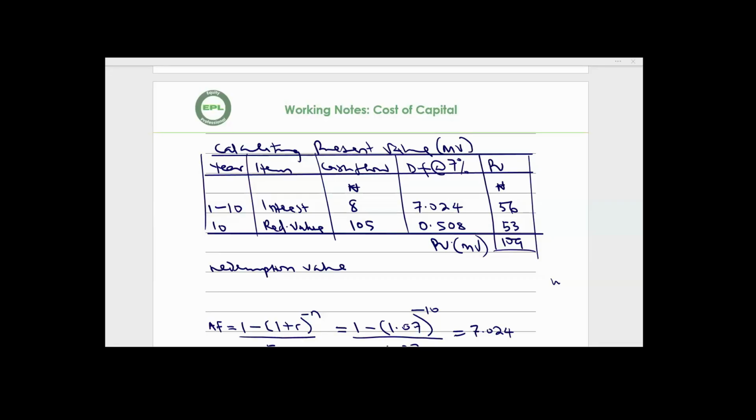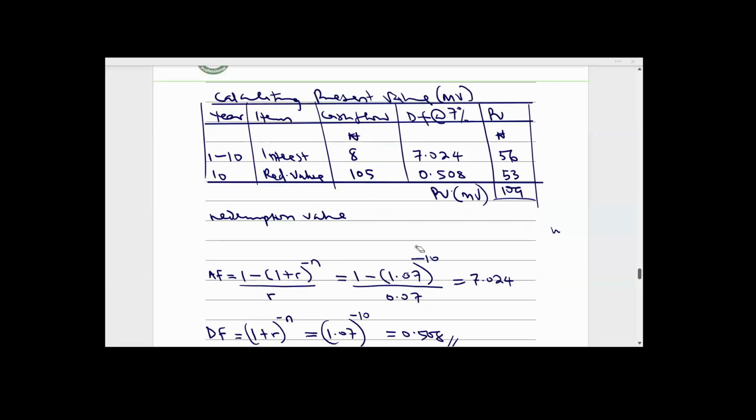Yes, Ogechi, talk to me. Following the question that says we should calculate the unit value of the debenture with this table, 109, that means we are done with this particular question? Yes, that's the value. The next thing you need to do is tell your examiner that the unit value of the debenture is 109 naira. That's it. You are done. That's the end of the question.